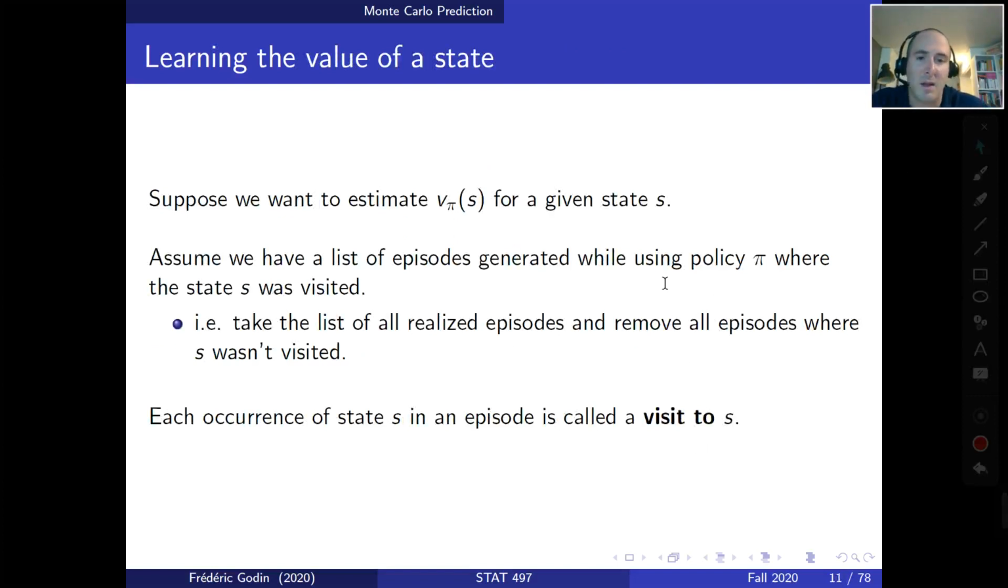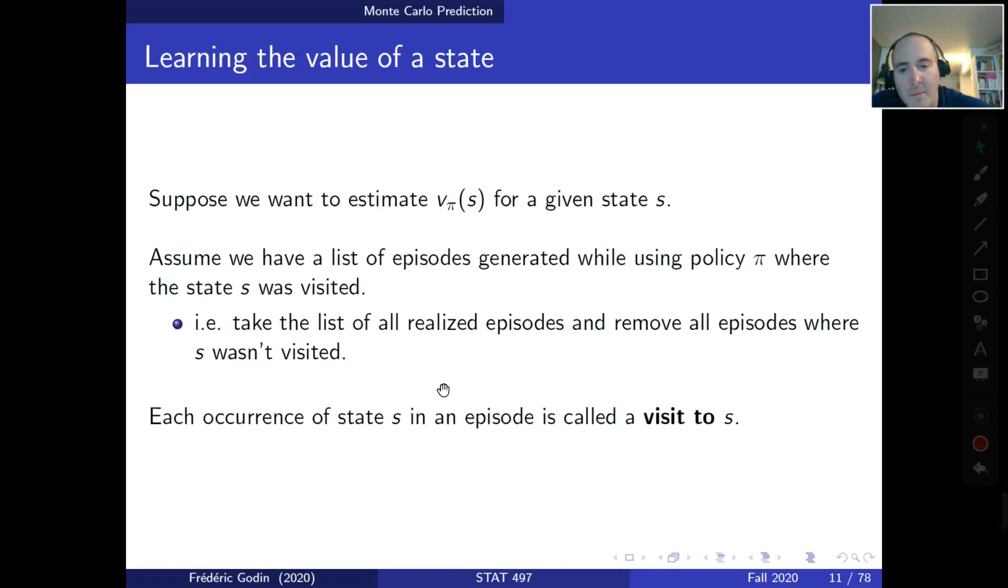Okay, so again, this is recalling what we said. Suppose we want to estimate v pi s for a given state s. This is the expected return starting in state s. So we assume that we have a list of episodes that we've generated, all with the same policy pi, where the state s was visited in all of these episodes. If you simulate many episodes, all the episodes where you never visit s won't be helpful for calculation, so you can forget about them and focus on all episodes where s was encountered.